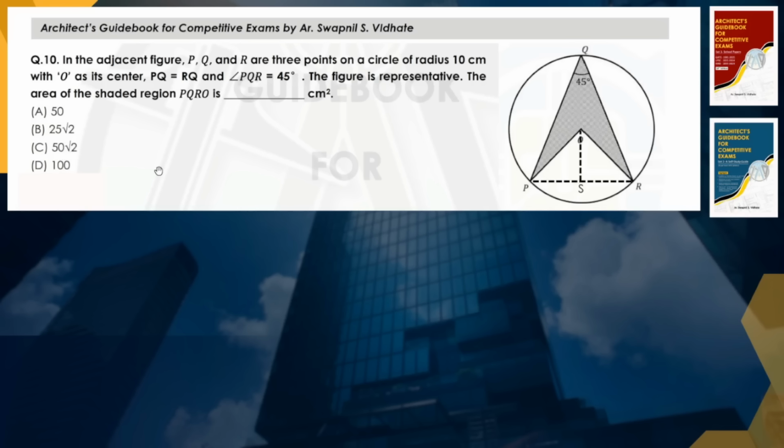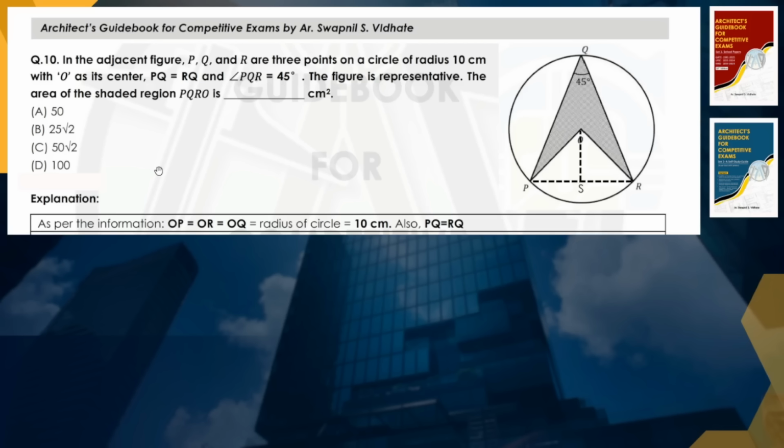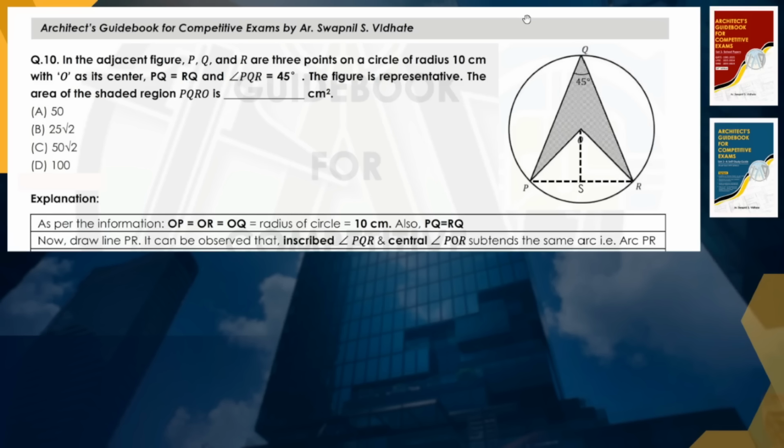Let's solve this question step by step. As per the information, OP is equal to OR, and it will also be equal to OQ. These three are the radius of the circle, which is mentioned as 10 centimeter. Similarly, they have mentioned in the question that PQ equal to RQ, right? So we will just draw the line PR.